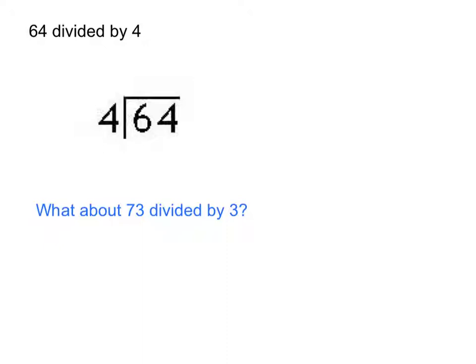To work out 64 divided by 4 using the bus stop method, we would set this out like this. Our first step would be to do 6 divided by 4. So how many 4s go into 6? If we've got 6 sweets, how many groups of 4 can we make? So we know that is 1.